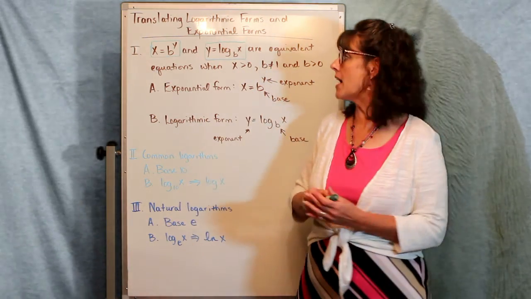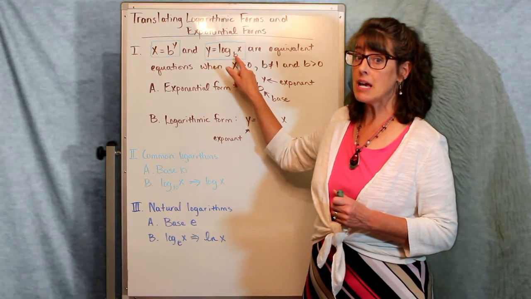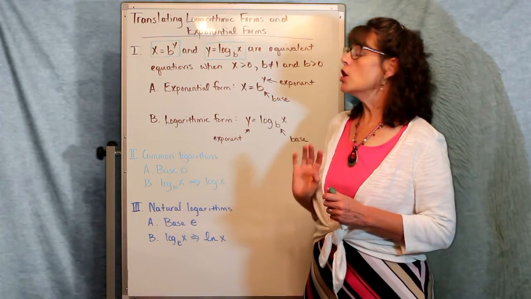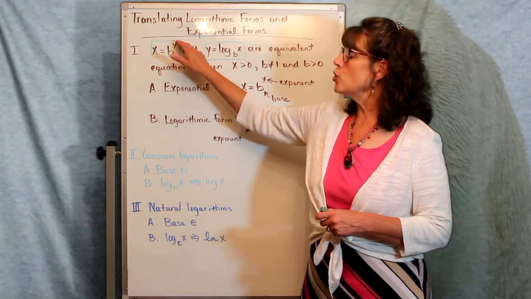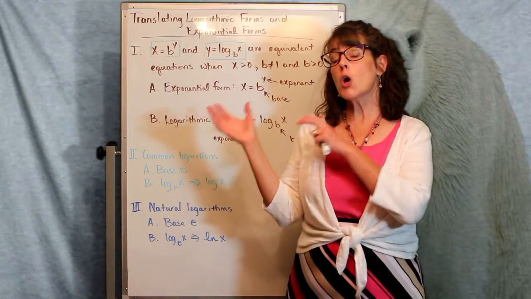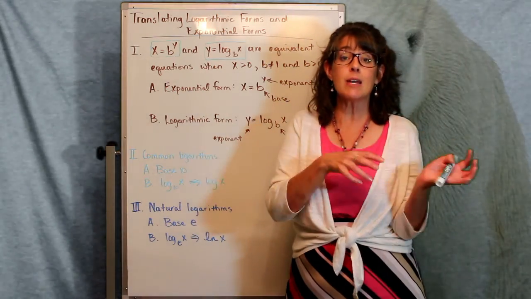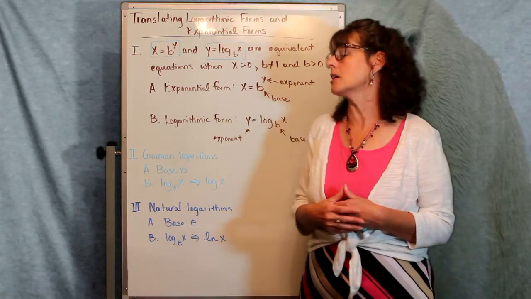Notice how I said that. y equals log base b of x. Notice that's exactly what this is saying: base b to the y power equals x. So these two, being equivalent equations, we can translate between the two. They are different forms of the same concept, basically.